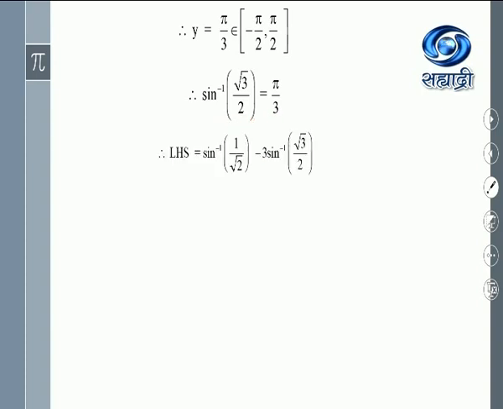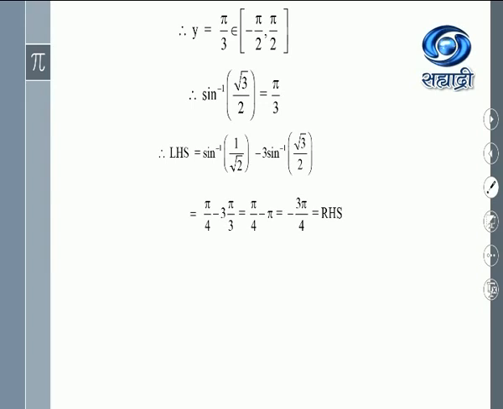Now in LHS, we put whatever values we got. So write down LHS as it is, then put the values. Pi by 4 we got for sine inverse of 1 upon root 2, minus 3 times, so that is minus 3 into sine inverse of root 3 by 2, we got pi by 3. Substitute here. This 3 and 3 get cancelled and we are left with pi by 4 minus pi, which is minus 3 pi by 4, which is equal to RHS.